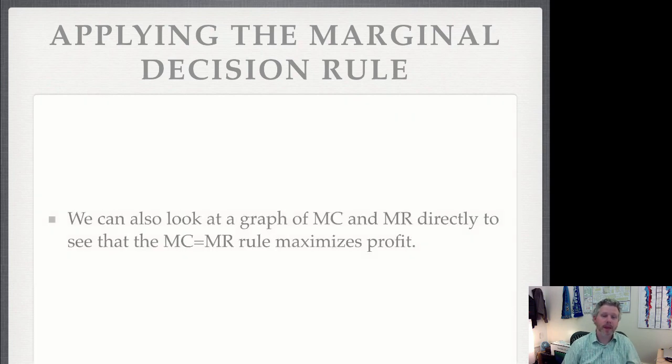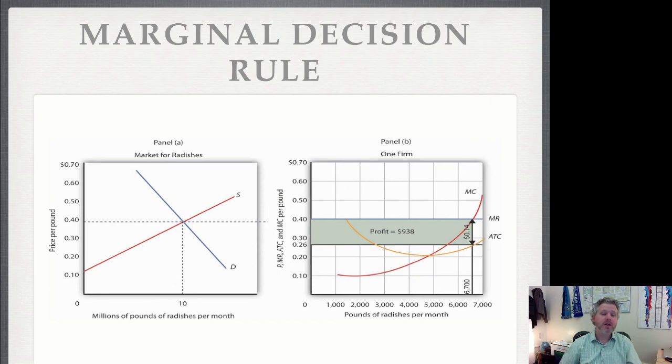We can also look at a graph of marginal cost and marginal revenue. The last graph we looked at was total cost and total revenue, but we could look at a graph of marginal cost and marginal revenue to directly see that the firm wants to produce where marginal cost equals marginal revenue. So it's just a different way of looking at the decision rule the firm makes to maximize profits. Here on the left we have the market supply and demand diagram.